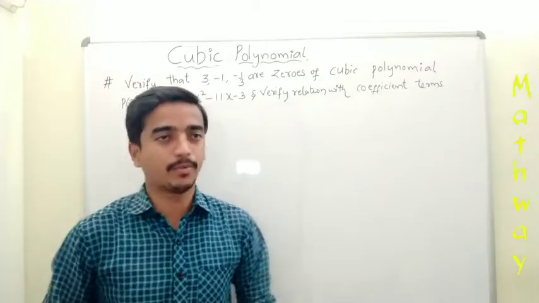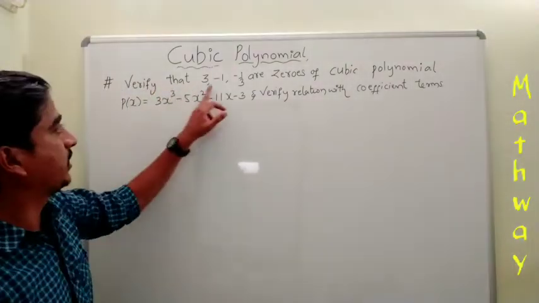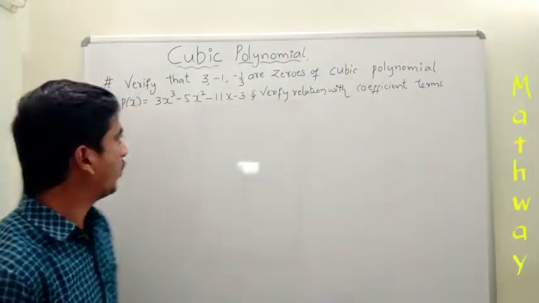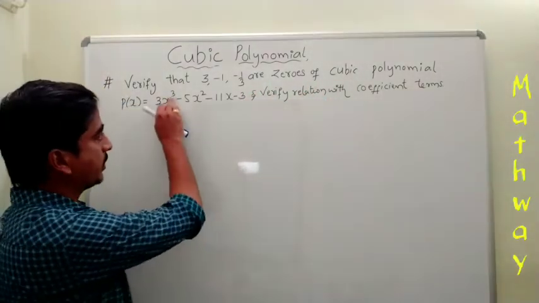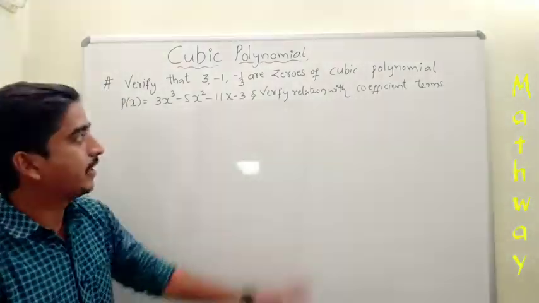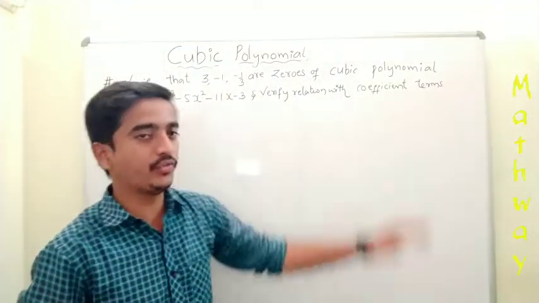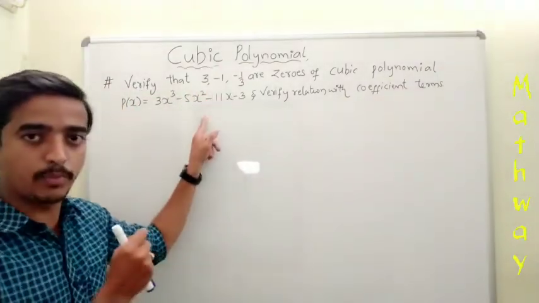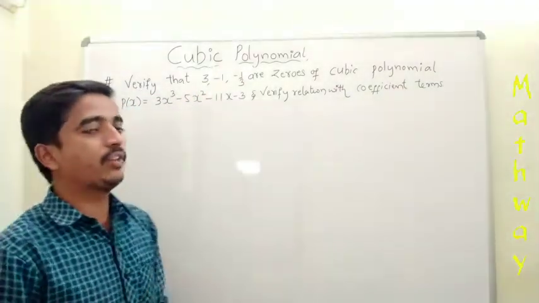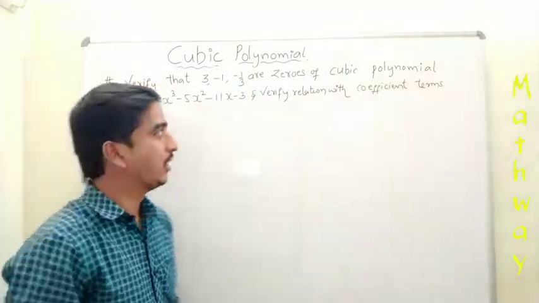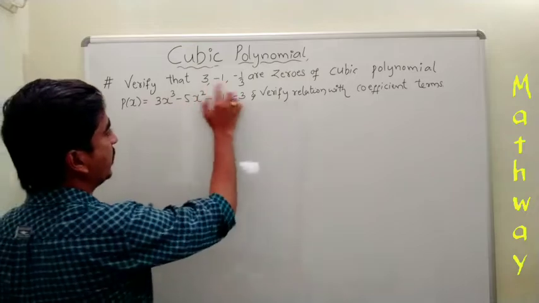Take one more example. Verify that 3, minus 1, and minus 1 by 3 are zeros of the cubic polynomial q of x equals 3x cube minus 5x square minus 11x minus 3, and verify the relation with the coefficient terms. First we have to check whether the given numbers are zeros of this polynomial or not. Then after that we have to check the relation between the zeros and coefficients. First let us verify whether these are zeros or not.